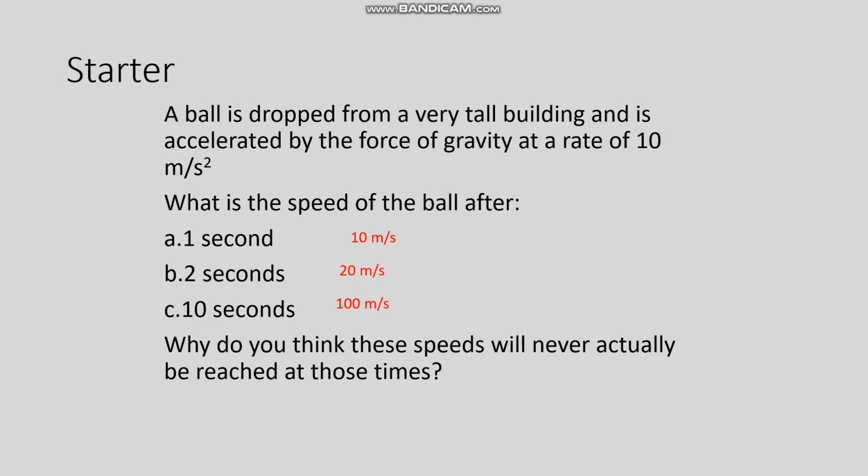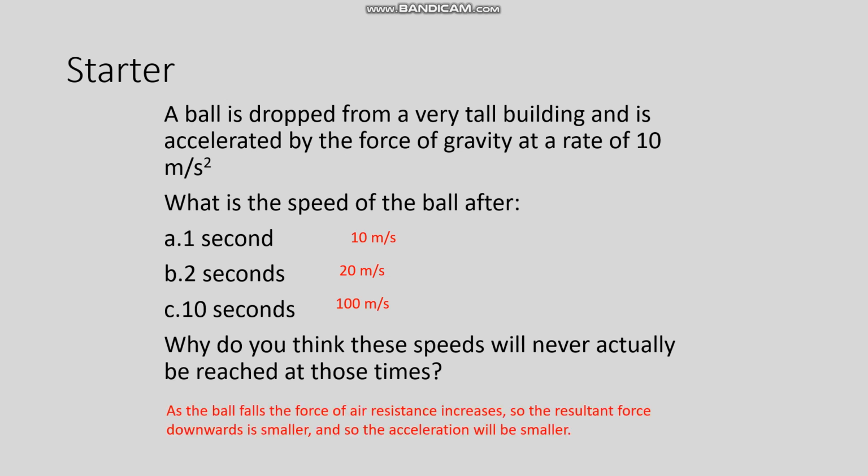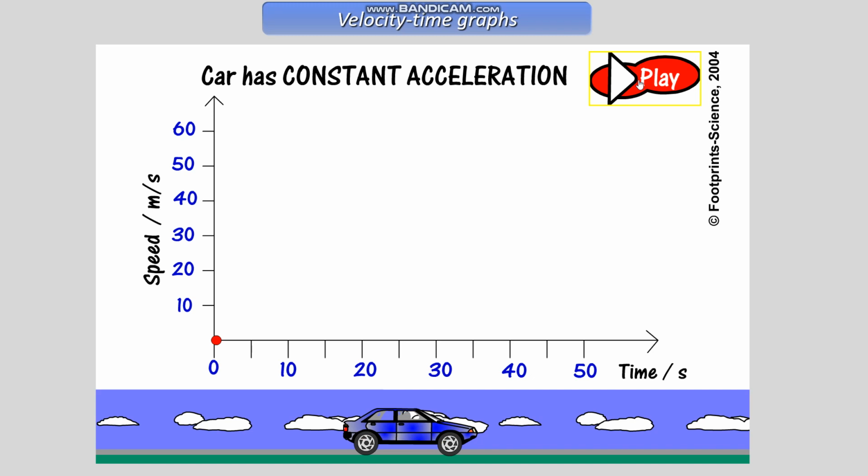Now I say should be, as you'll be aware from your early work on forces, as things fall through air, they experience a force of air resistance, and this acts to reduce the resultant force downwards. So you actually have a smaller force downwards, and therefore you'll have a smaller acceleration. So these figures, particularly the higher ones here, will actually be a little bit less than the predicted values due to air resistance. A couple of lessons ago we looked at distance or displacement time graphs.